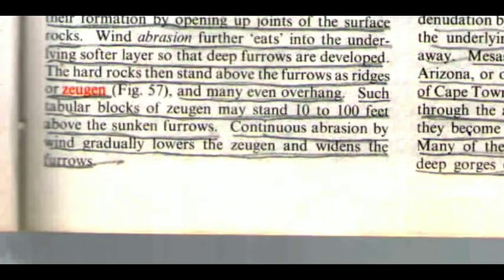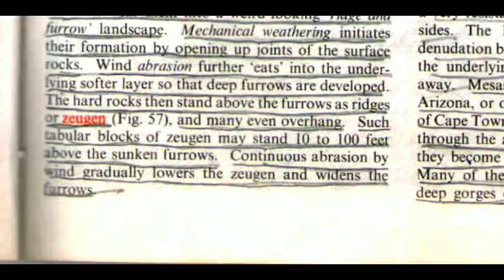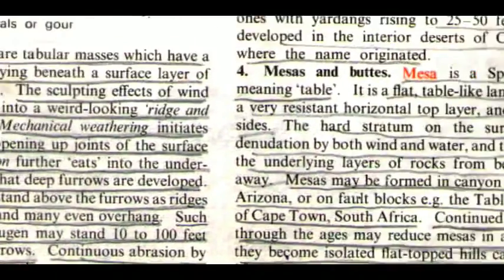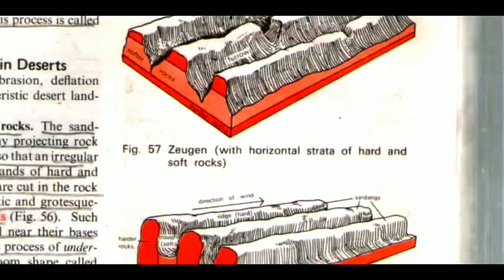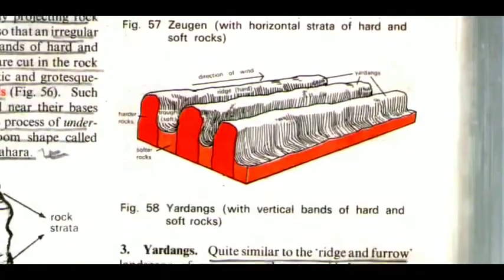Such tabular blocks of zeugen may stand 10 to 100 feet above the sunken furrows. Continuous abrasion by wind gradually lowers the zeugen and widens the furrows. You can see here the figure 57, then here figure 58.